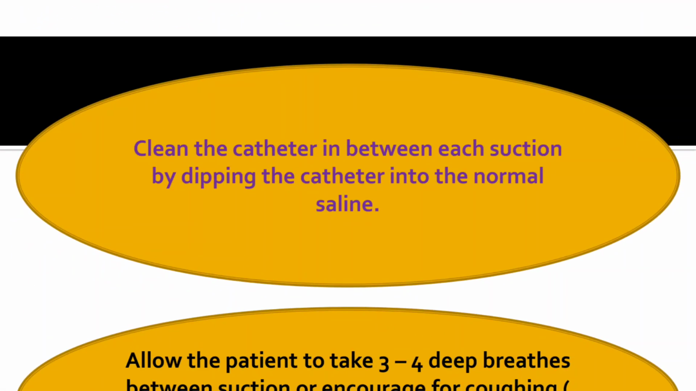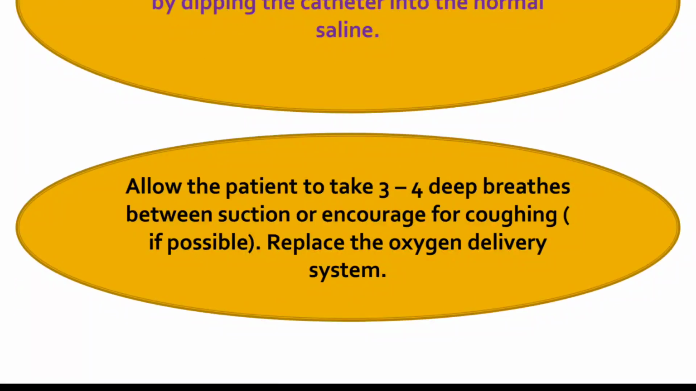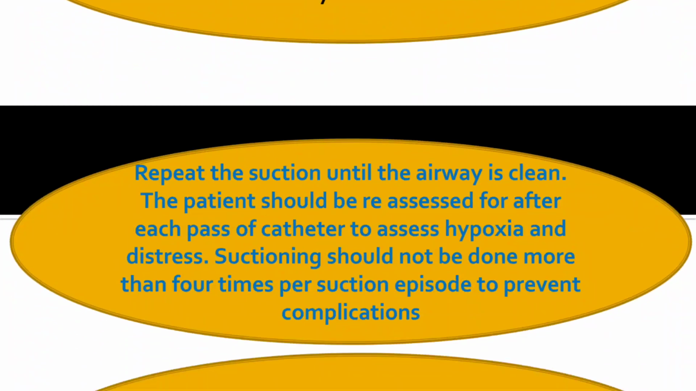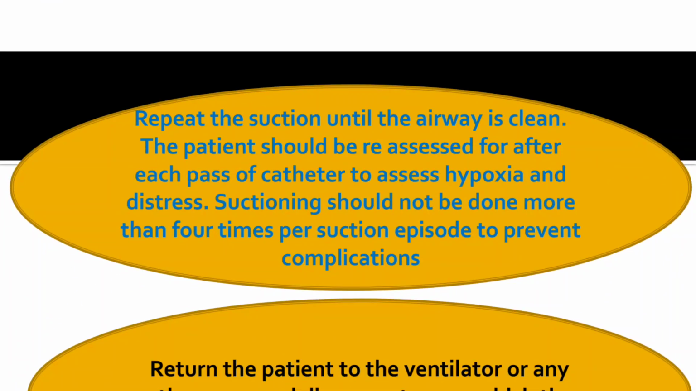Clean the catheter in between each suction by dipping it into normal saline. Allow the patient to take 3 to 4 deep breaths between suctions, or encourage coughing. If possible, replace the oxygen delivery system. Repeat the suction until the airway is clean.